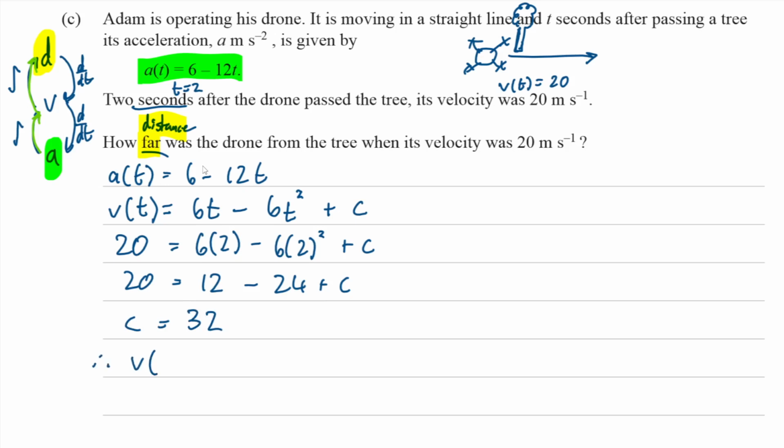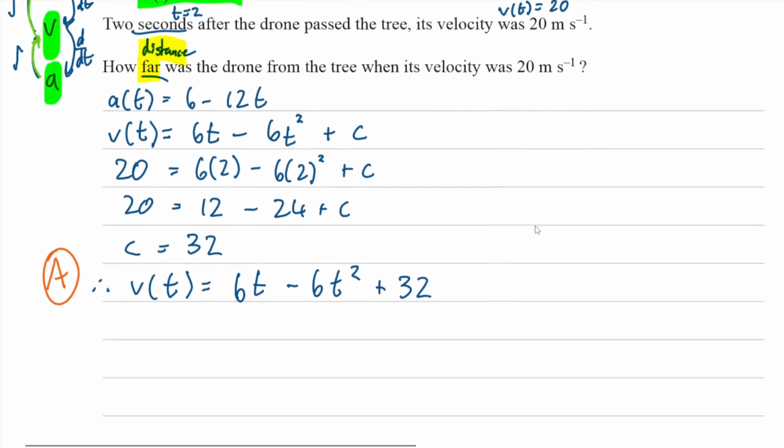So therefore, our speed equation is exactly as we had it before, 6t minus 6t squared plus c, where c we worked out is 32. So we found the velocity equation, which actually is the achieved part of this question. Alright, so we've got velocity now, making progress. We need to anti-differentiate again to find the distance equation. So let's do that.